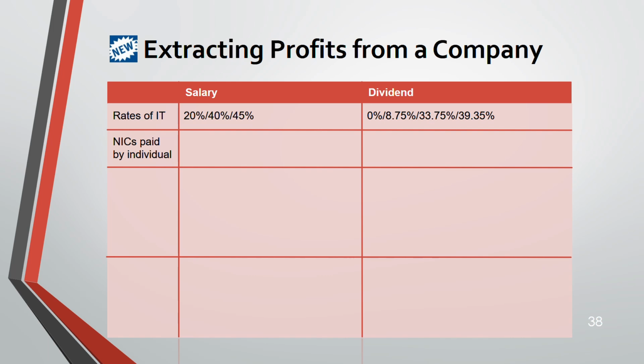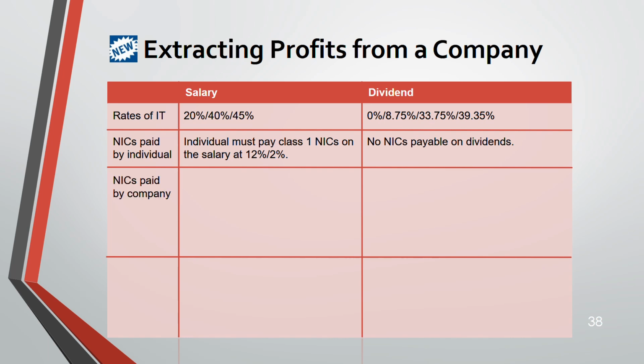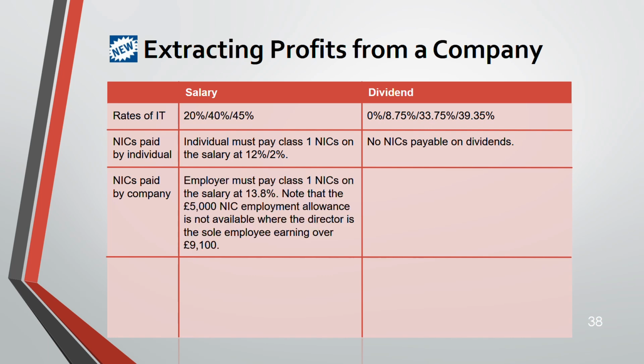Next, NIC paid by the individual. If you take the profit as a salary, you have to pay class 1 NIC on the salary at 12% and 2%, based on the threshold level. For dividends, there is no NIC payable. Again, from the point of NIC, dividend is better. NIC paid by the company: for salary, the employer must pay class 1 NIC at 13.8%, and will also get a 5% NIC employment allowance where the director is not the sole employee, on earnings over 9,100. For dividends, no NIC is payable by the company. Again, from this third point also, dividend is better.